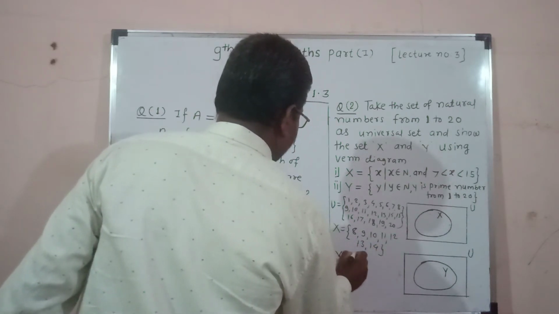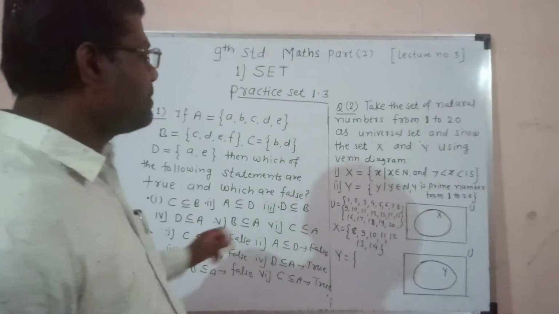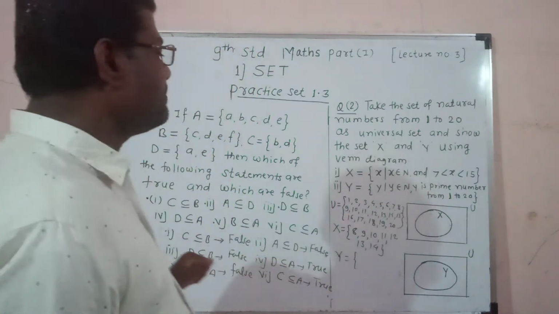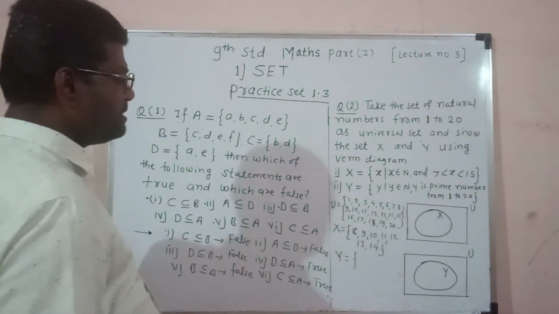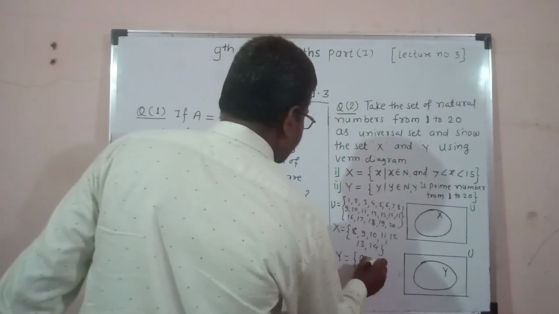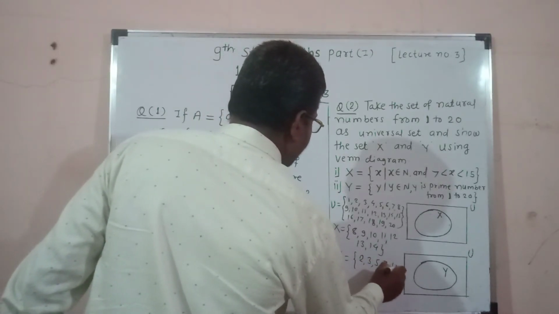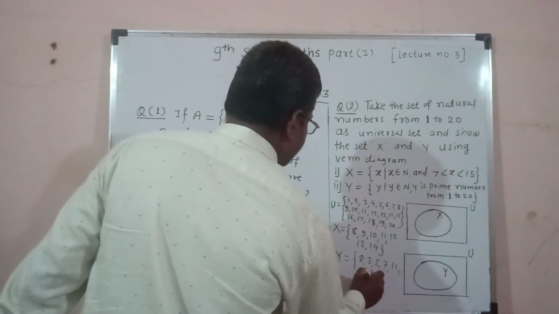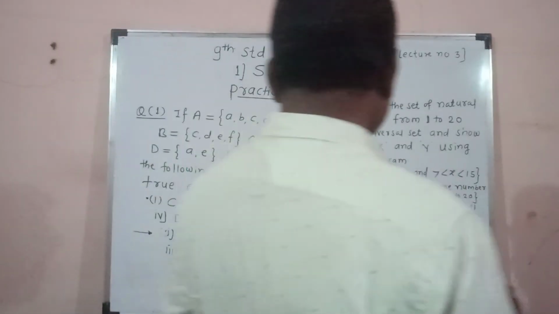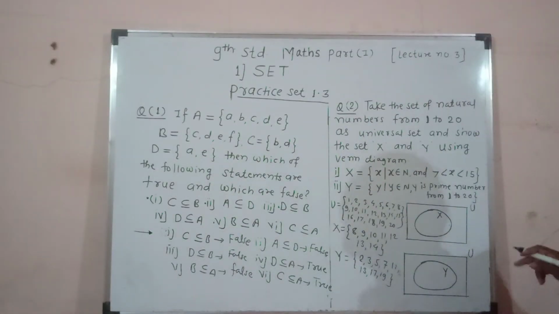Now set Y. In set Y, y is a natural number. Y belongs to capital N and y is a prime number from 1 to 20. So we have to write the prime numbers from 1 to 20. That is 2, 3, 5, 7, 11, 13, 17 and 19 are the prime numbers. This is set Y.